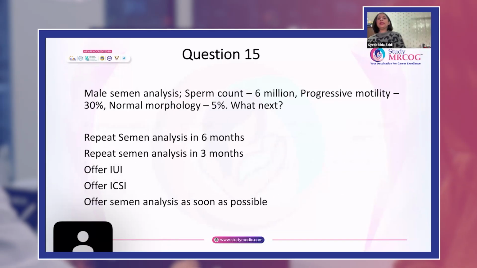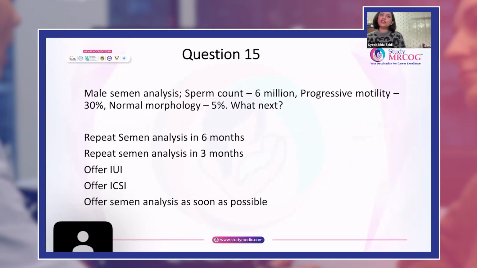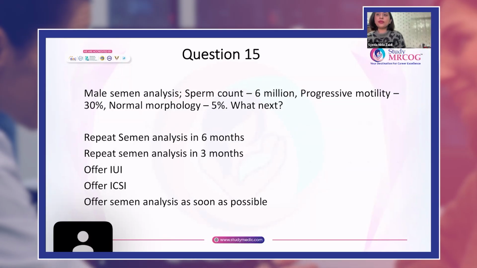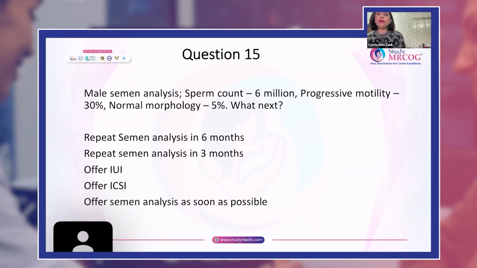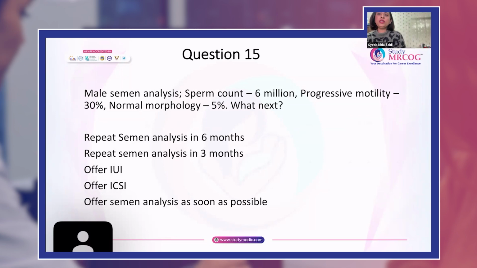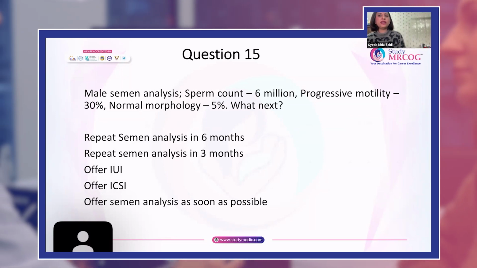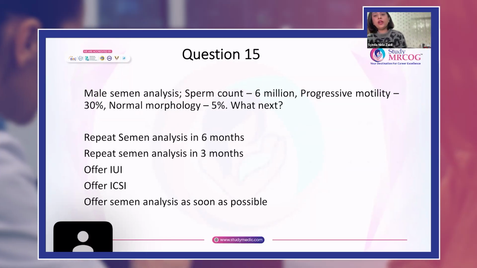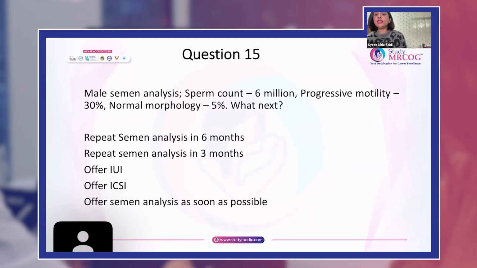The last questions in SBAs. Male semen analysis shows the sperm count is 6 million and the progressive motility is 30% and the normal morphology is 5%. What we need to do next? Repeat semen analysis in 6 months, repeat semen analysis in 3 months, offer IUI, offer ICSI, or offer semen analysis as soon as possible.